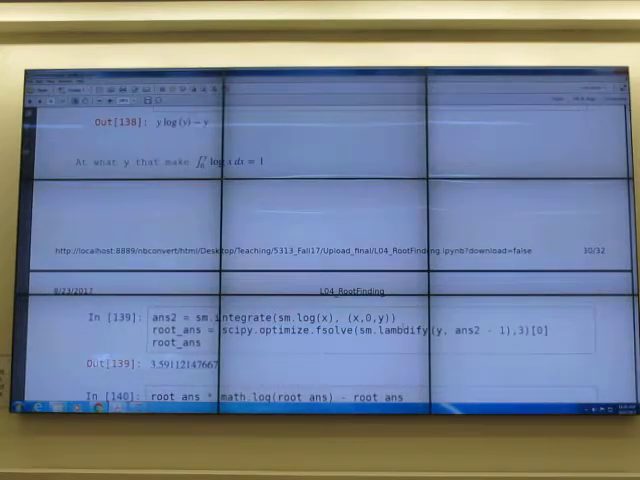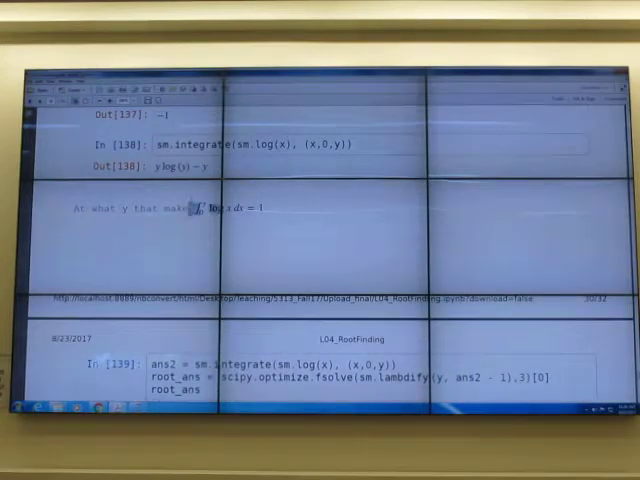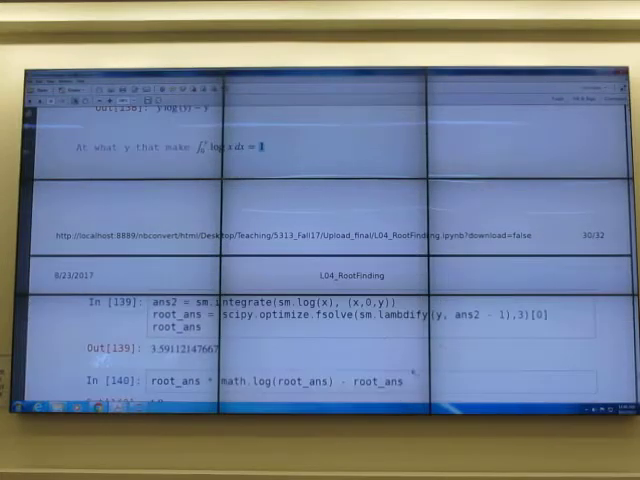So I put, you still remember this? Lambdify. It changes a Sympy function into a Python function. The variable is y, and the equation is this minus that. Okay, so I have minus 1.